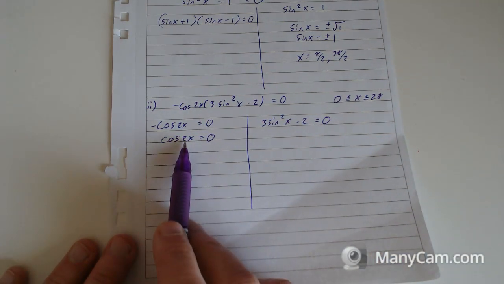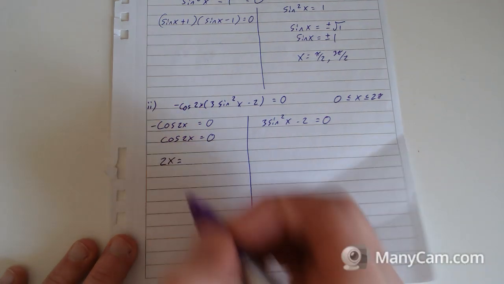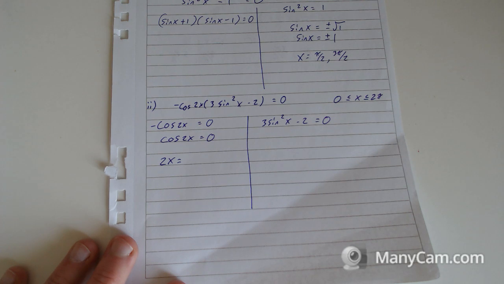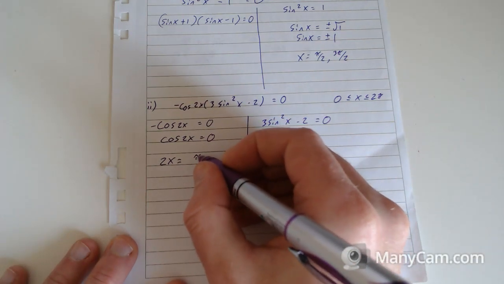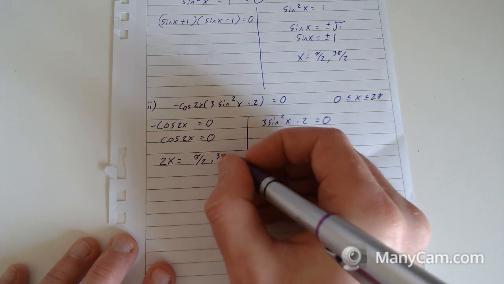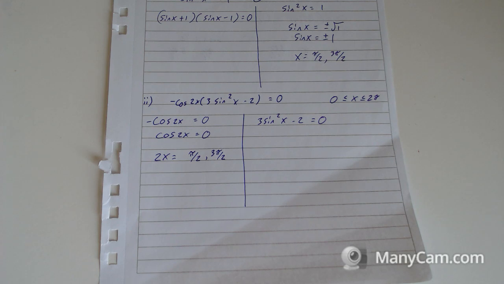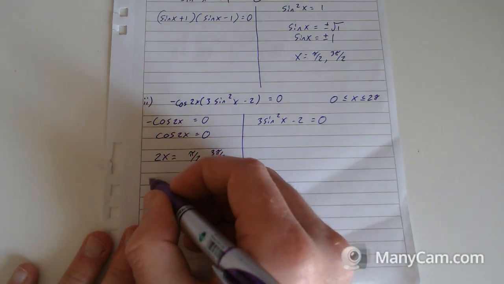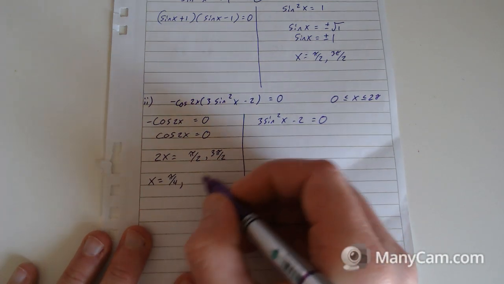Now what do we do? Well, we can solve for 2x in this one. So 2x has to be, when is cos equal to 0? Well, that's going to be at pi over 2 and 3 pi over 2. And then x must be dividing those by 2, so pi over 4 and 3 pi over 4.